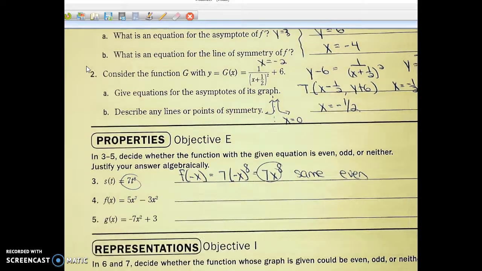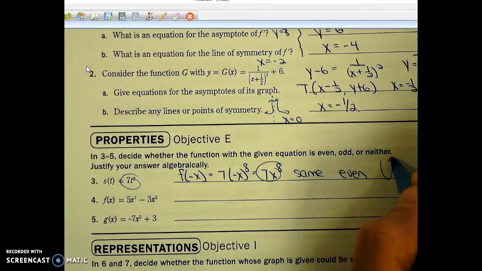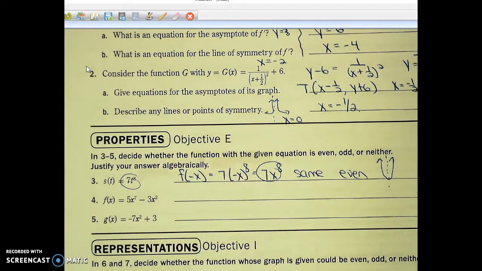If I was to make a quick sketch just to verify, this one ends up being a quadratic, which again is line symmetry, which just reinforces the fact that algebraically I know that it was even as well.